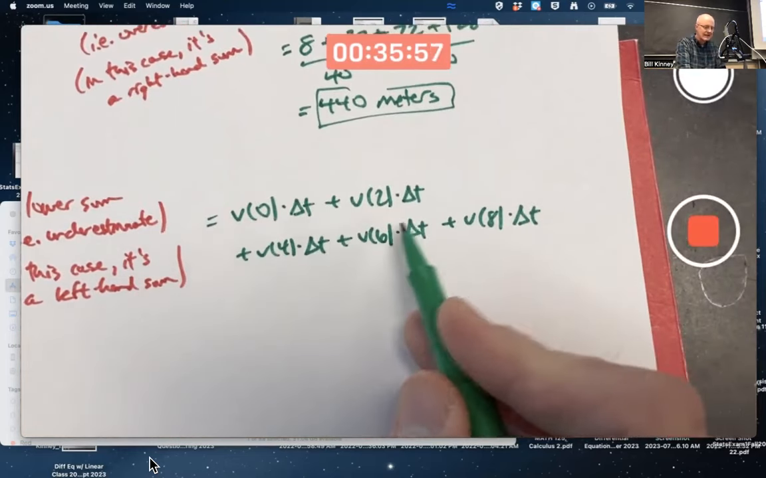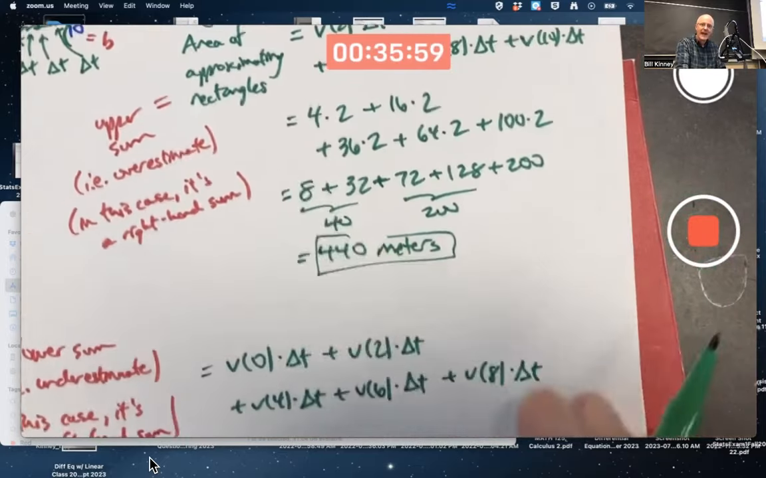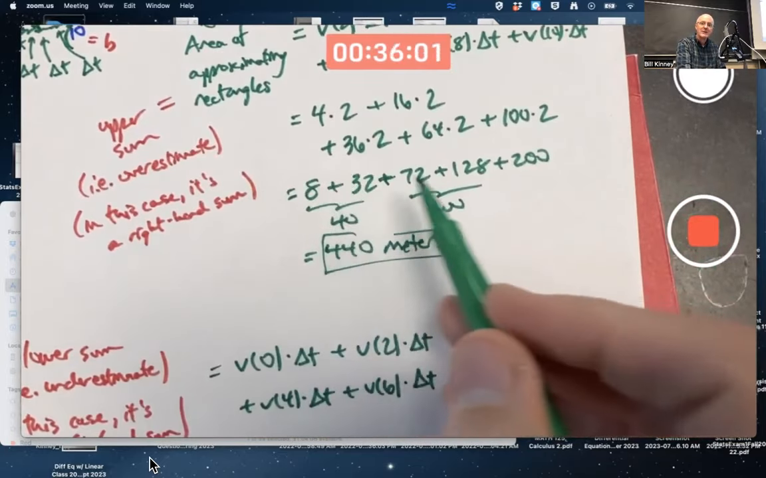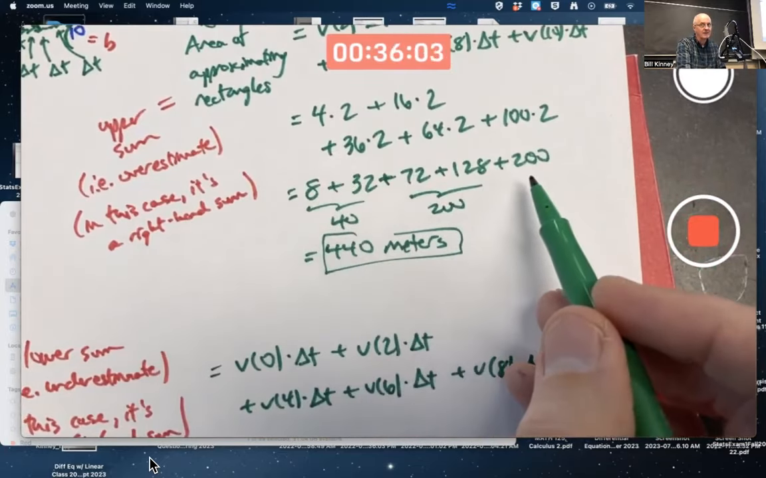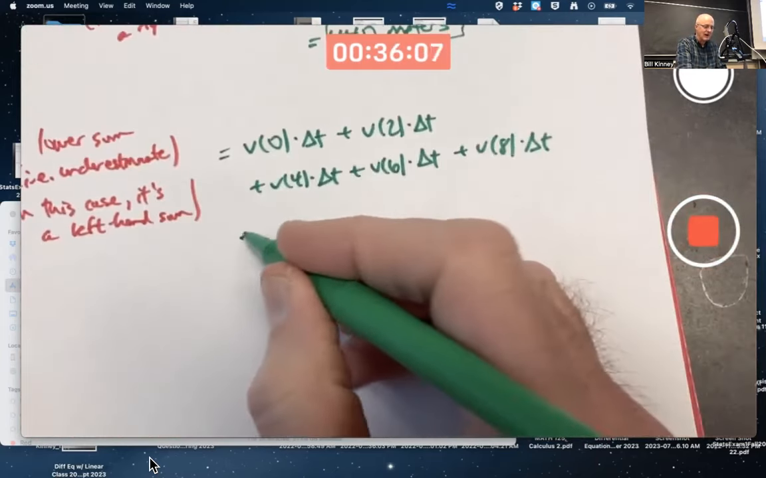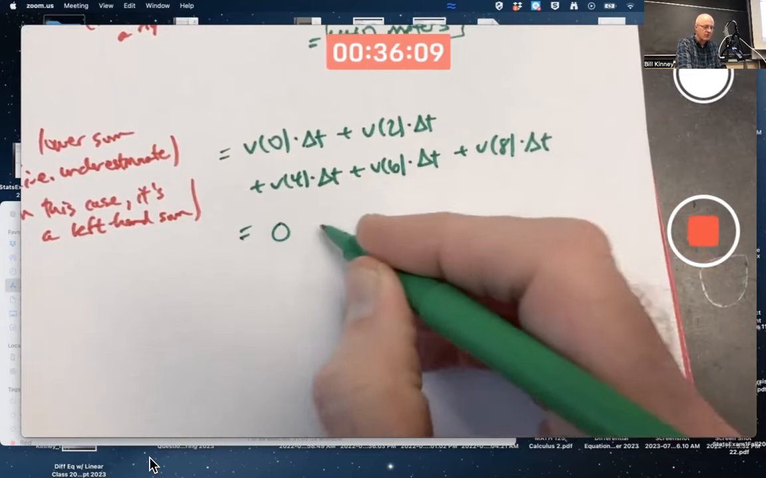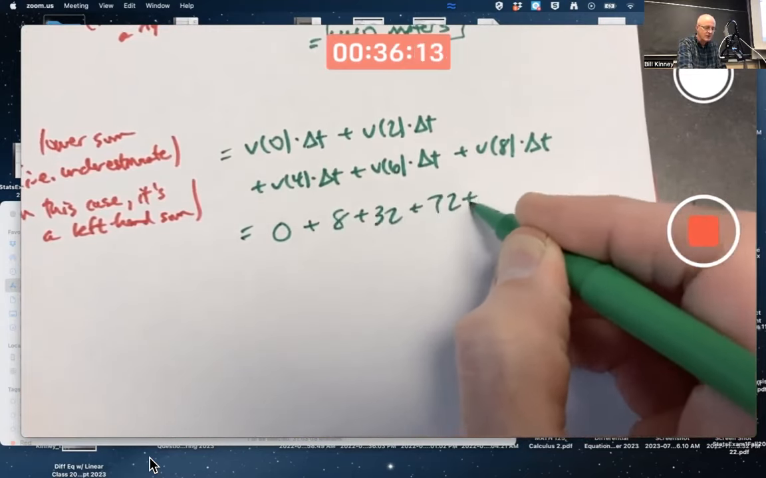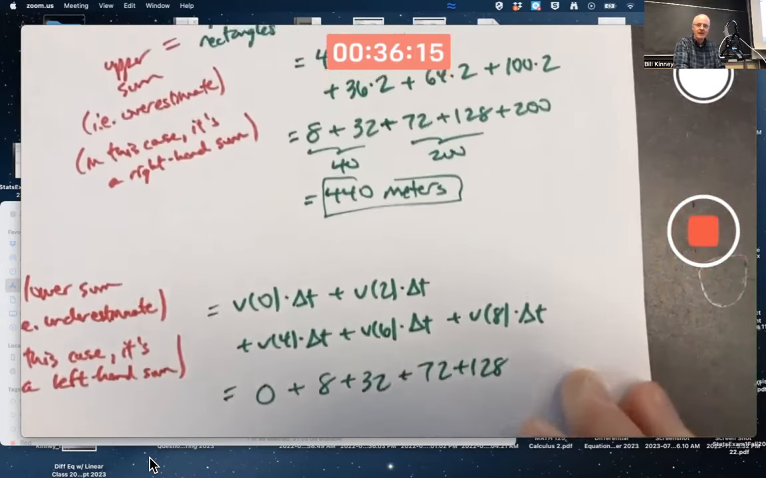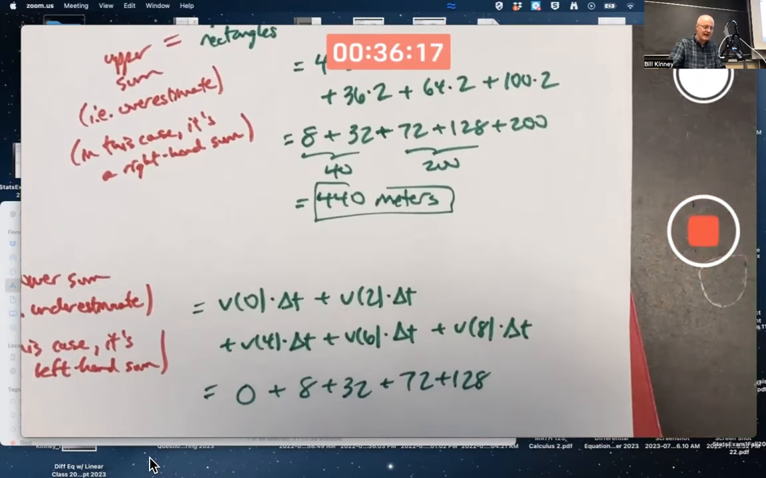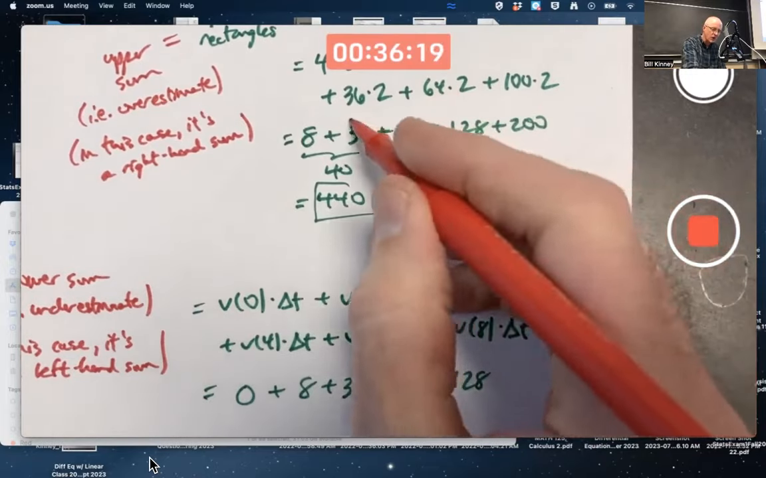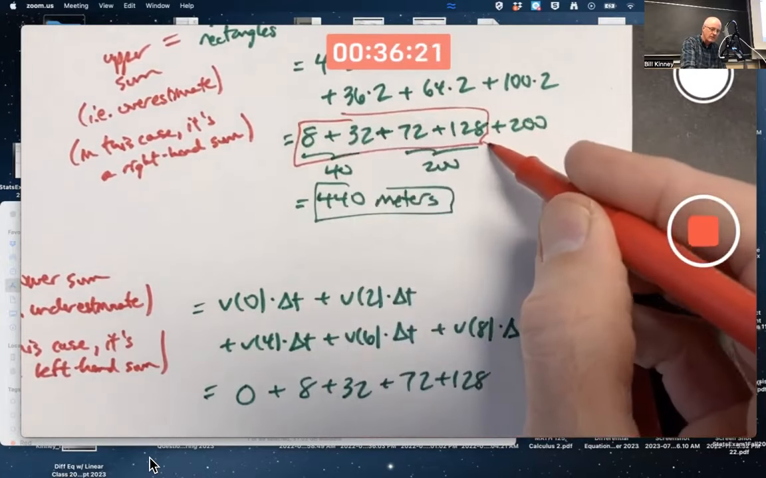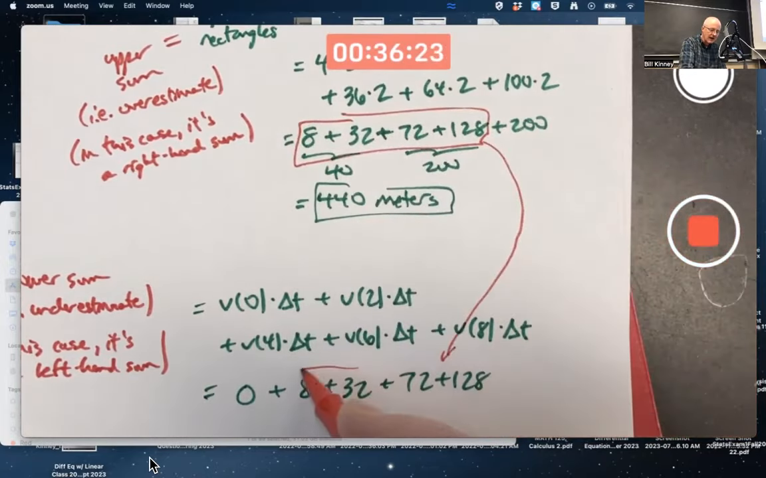Every term here, except for the first term, we've already had up here. But we do not include the very last term that we had up here. This is going to be, well, v of 0 is 0. 0 plus 8 plus 32 plus 72 plus 128. Exact same thing that I got up here for the first 4 terms become the last 4 terms down there.